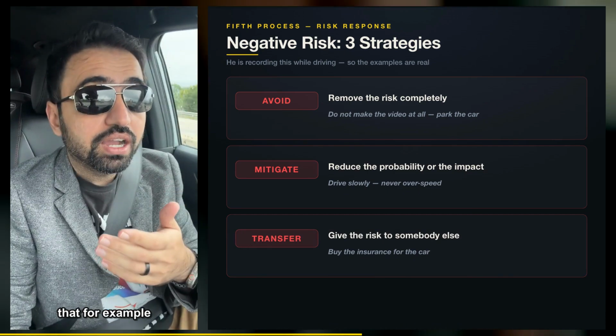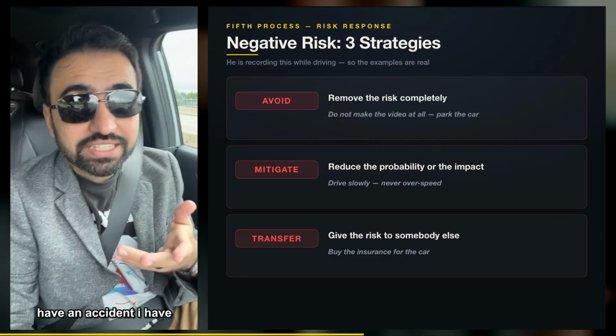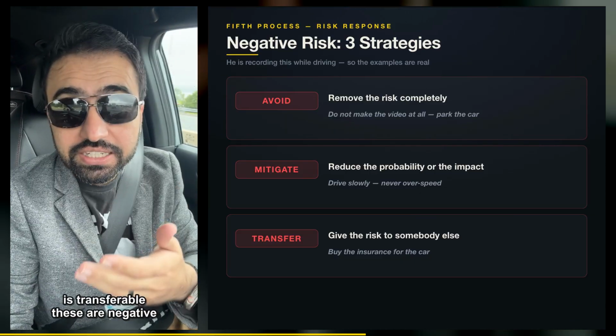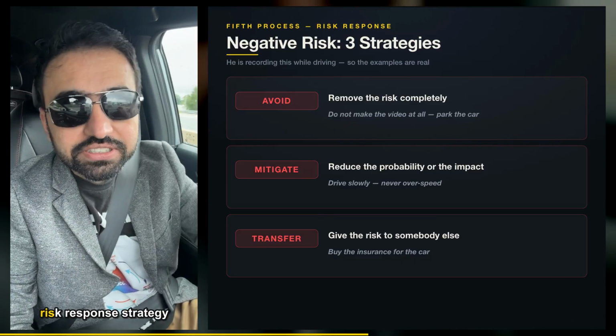For example, you buy insurance for the car. In case I have an accident, I have insurance for the car. That is transferring the risk. These are the negative risk response strategies.